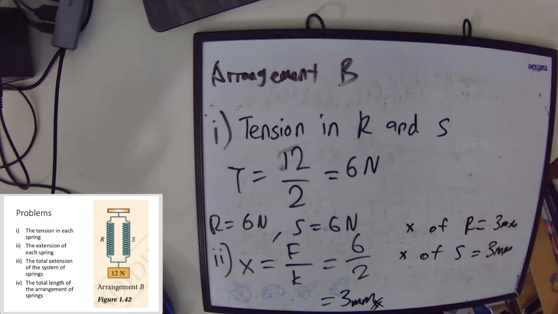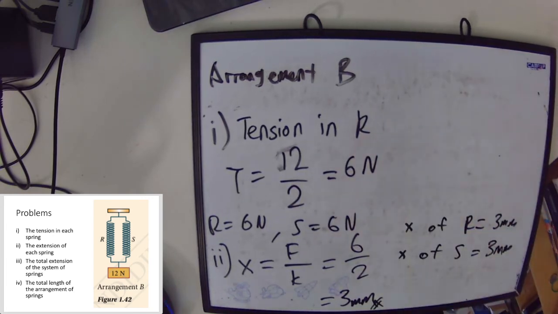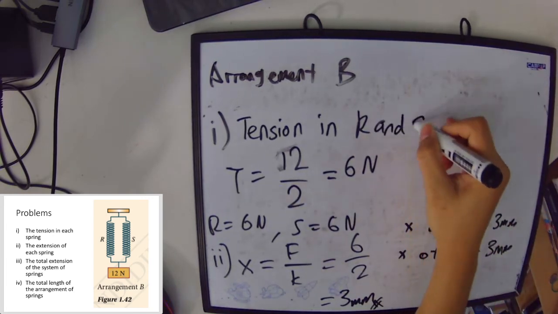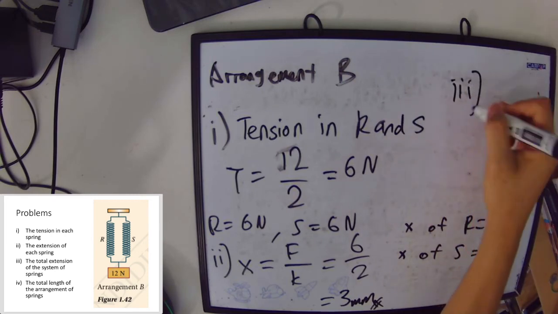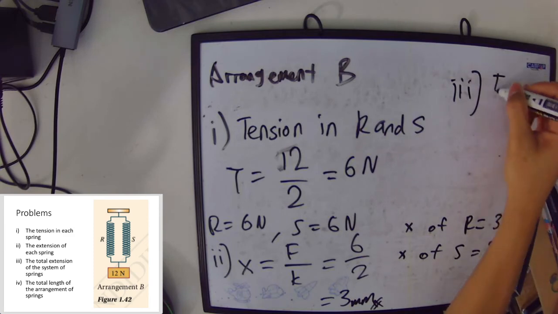Question number 3, total extension of the system. Okay, now because the two springs are in parallel, they'll extend together. So the system will only extend by that amount. Okay, total extension is still 3 millimeters.